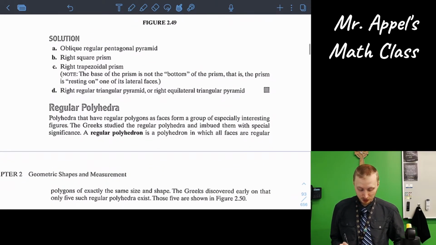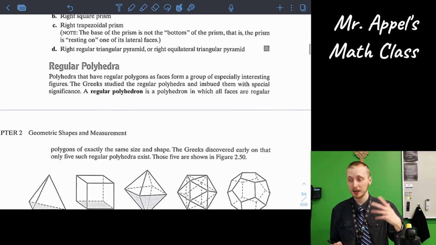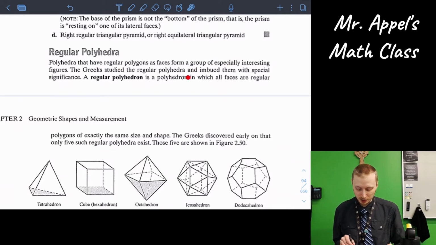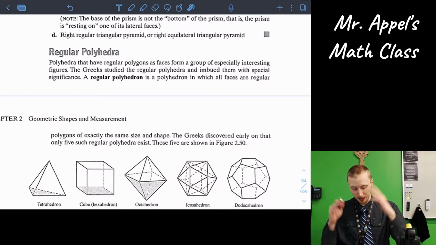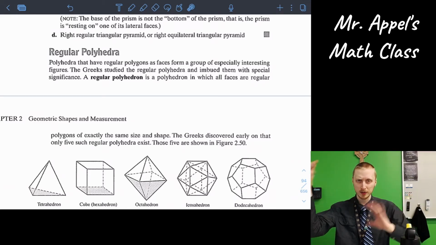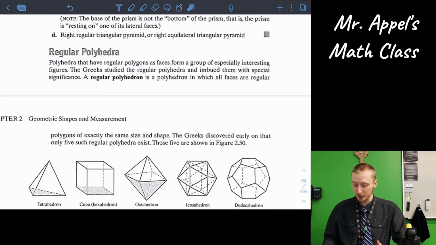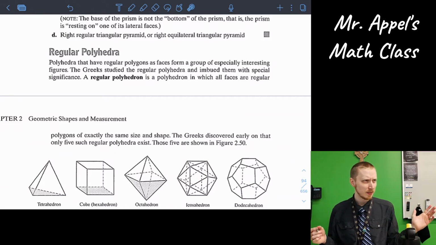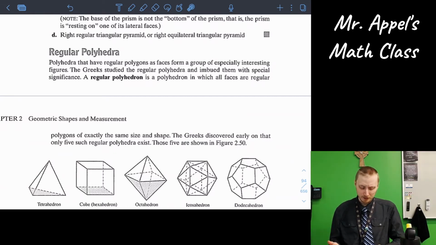All right. Just like we had regular polygons, there is a set of regular polyhedra. Polyhedra that have regular polygons as faces form a group of especially interesting figures. The Greeks studied the regular polyhedra and imbued them with special significance. Right? They went on to all kinds of theories about the structure of the universe being based on these and such, and assigning each of them one of the four basic elements. The fifth then being ether, the space, cosmos.